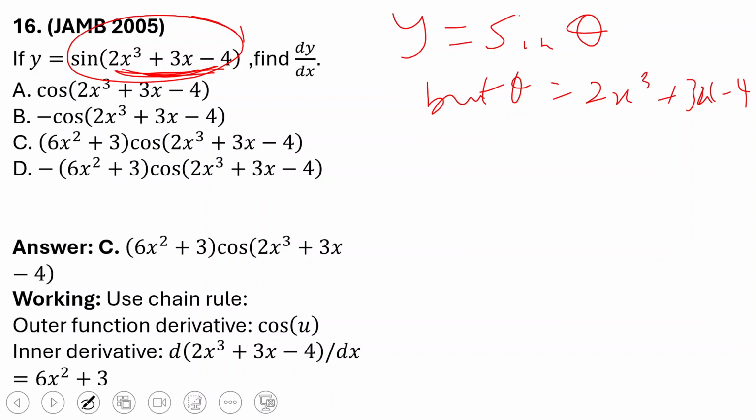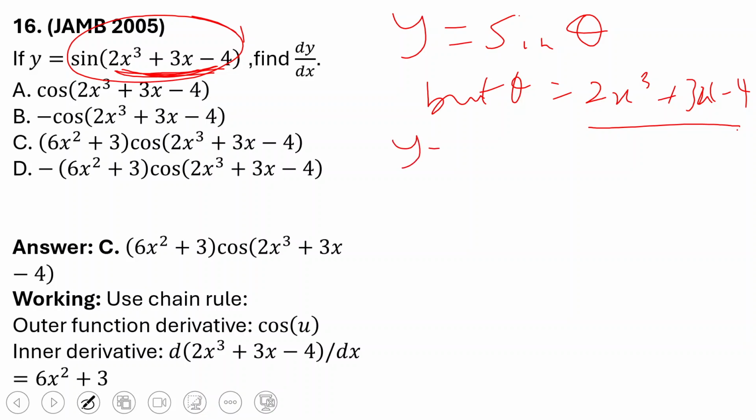Here we're asked to find dy/dx. For dy/dx of a function of a function, we're going to be using what they call the chain rule. For the chain rule, we differentiate the inner function first, then bring it out to multiply the differential of the other function. So the first thing you do is break it into two distinct functions.